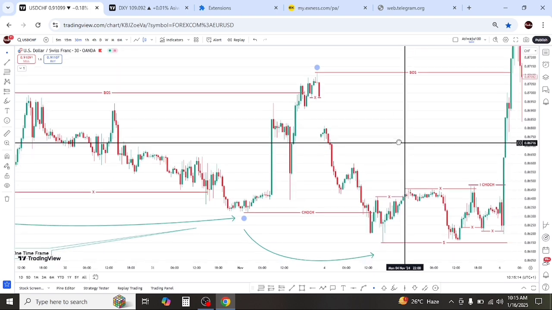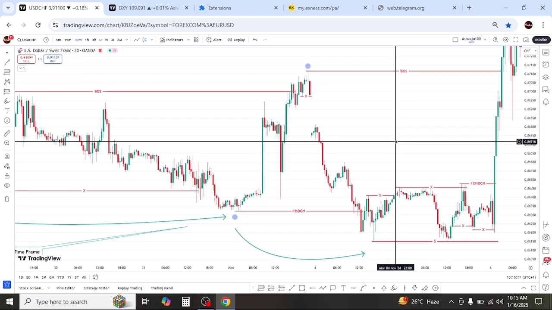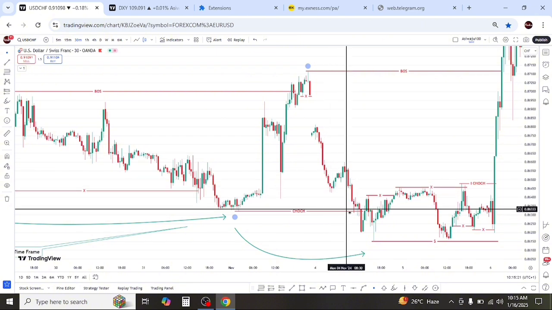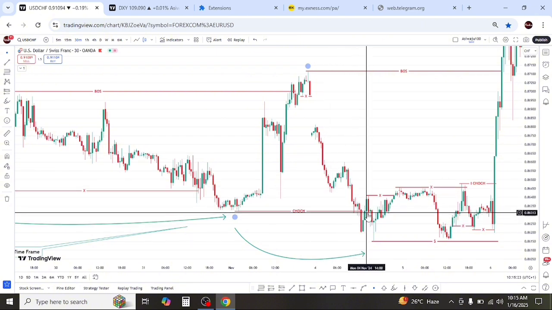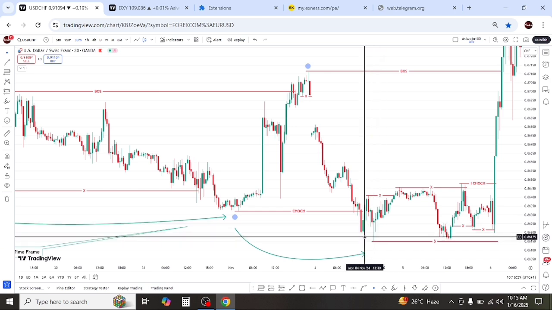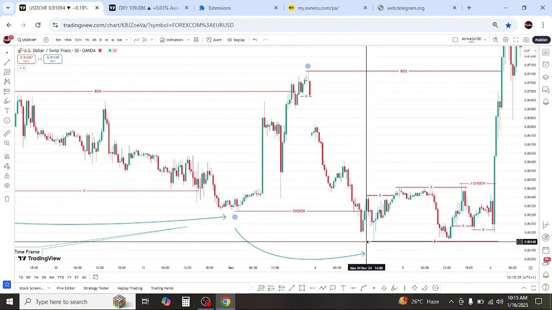Now see what happens. Price went down to this point and closed below. Can we call this a change of character? No, because we don't have a second candle close. So we have another candle close here, so we can call this a valid change of character.